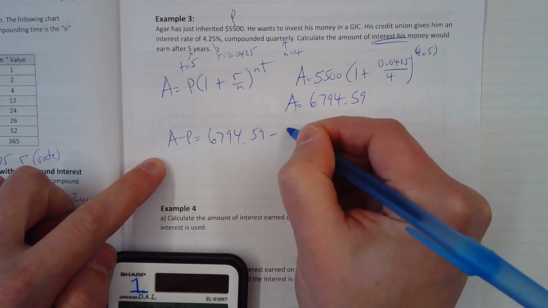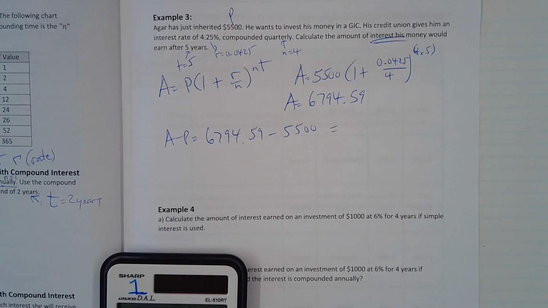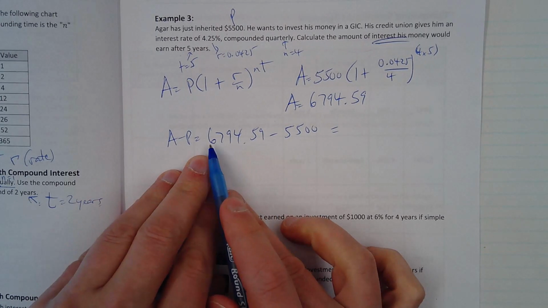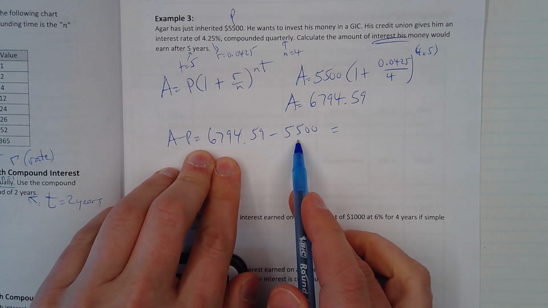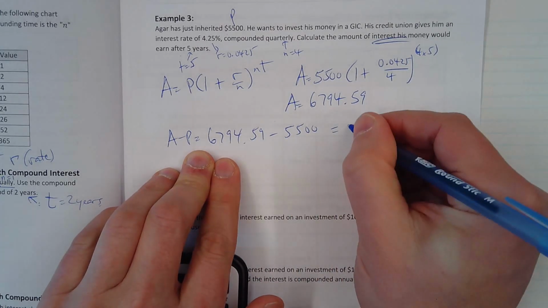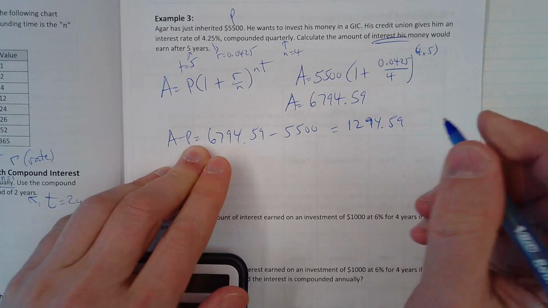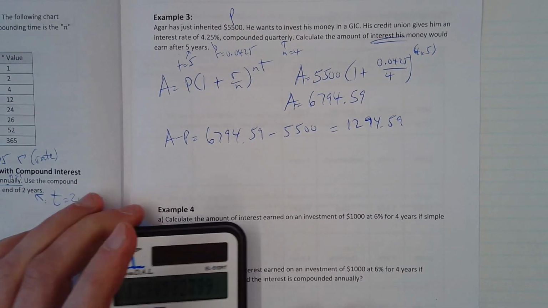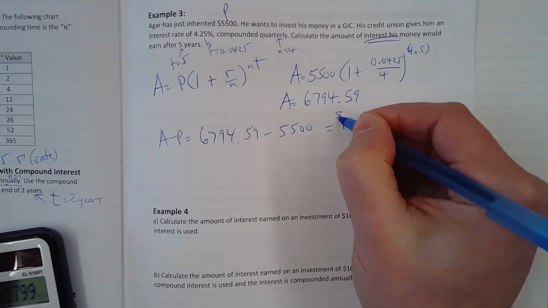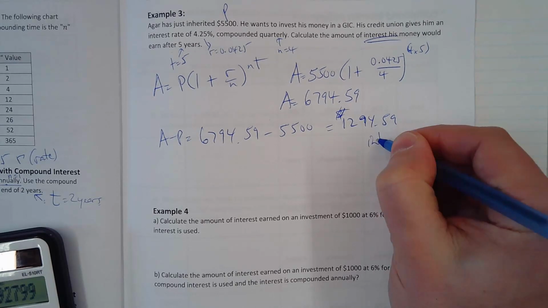6794.59 minus 5,500. Those of you that don't like to use a calculator, I can just subtract 55 from 67. What's 67 subtract 55? 12. And the other numbers, I can just keep them as is. Or you can use a calculator, whatever you want. So $1,294.59 interest earned.